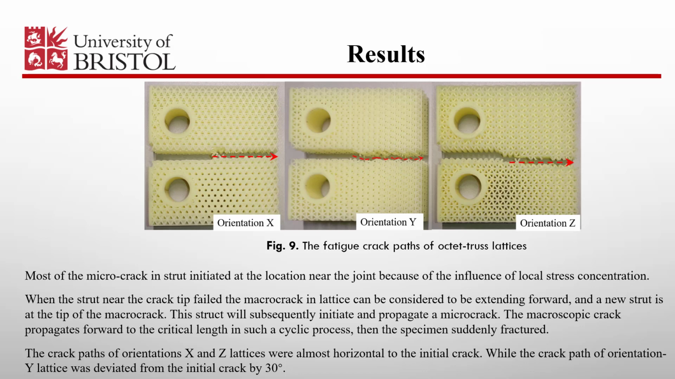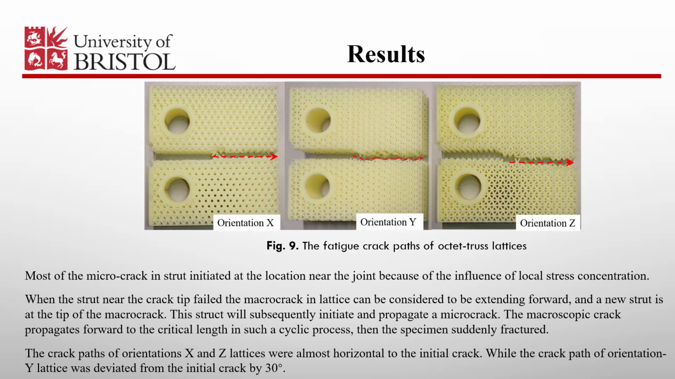Most of the microcracks in struts initiated at the location near the joint because of the influence of local stress concentration. When the strut near the crack tip failed, the macrocrack in the lattice can be considered to be extending forward, and the new strut is at the tip of the macrocrack. These struts will subsequently initiate and propagate a microcrack. The macroscopic crack propagates forwards to the critical length in such a cyclic process. Then the specimen suddenly fractured.